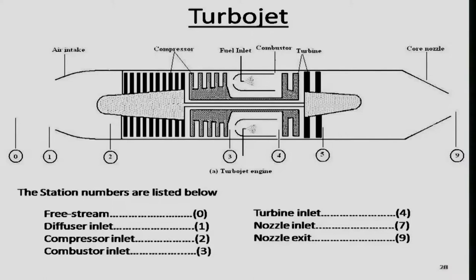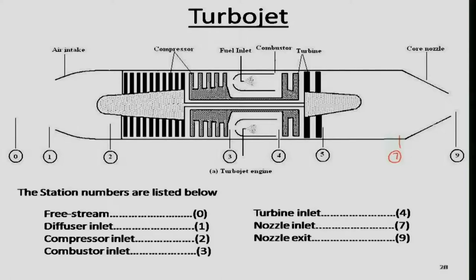Unlike the turboprop engine, we'll be using these station numbers: 0 to 2 is your air intake, 2 to 3 is your compression, 3 to 4 is your combustion chamber or combustor, and 4 to 5 is your turbine, that is expansion. Then 5 to 6 and 7, this is known as the jet pipe, and 7 to 9 is your nozzle, right? I have already discussed this.